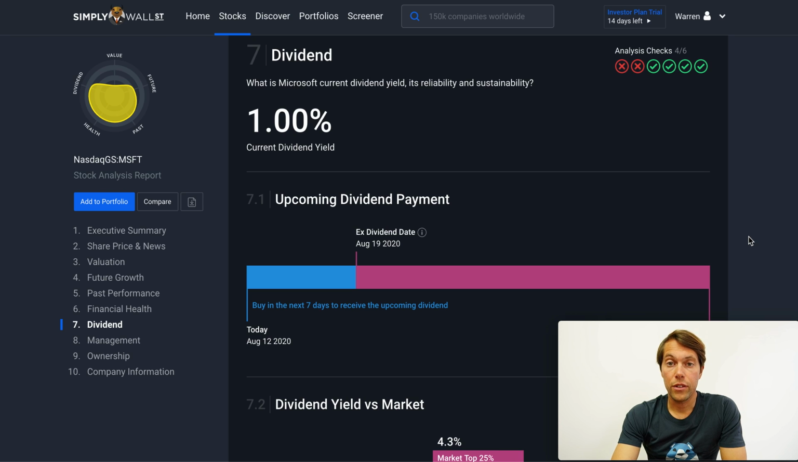This is our last Snowflake section of the report. And there's still more sections. So the last Snowflake section is all about dividends. Okay?